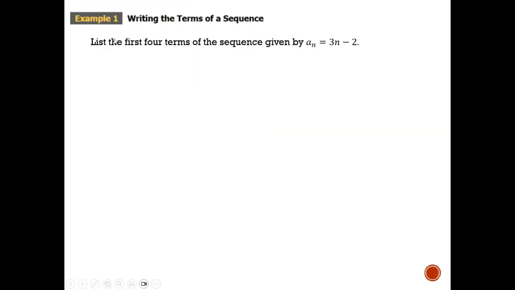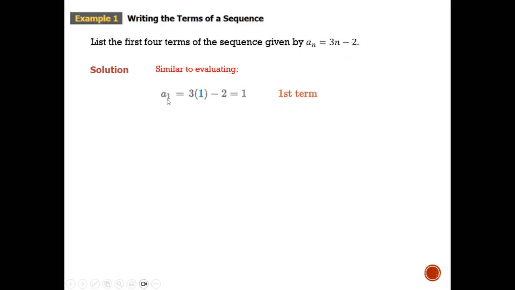So here's another example. If we want to list the terms of a sequence, sometimes we have an equation that tells us how to get the terms of a sequence. So this is our equation: A sub n equals 3n minus 2. So A sub n is any term in the sequence. When you plug in a value for n, that's going to be the position of the term in the sequence, right? So if we want the first 4 terms, this is going to be similar to evaluating, where we plug in, again, the values 1 through 4, because we want the first 4 terms, into our equation.